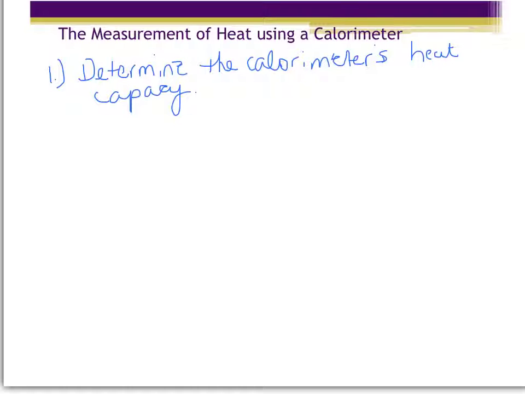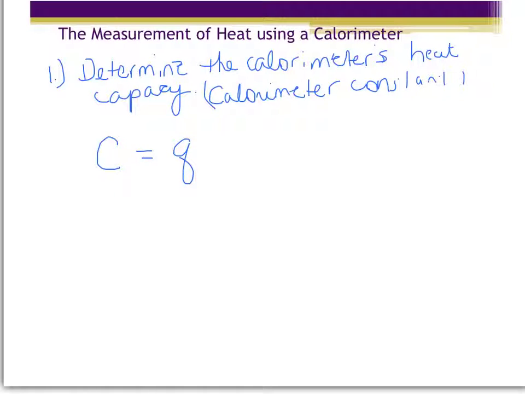This is also known as the calorimeter constant. Basically, this is the same thing as the measurement of heat capacity in any other calculation. The heat capacity is equal to the amount of heat that we put through the calorimeter divided by the change in temperature.